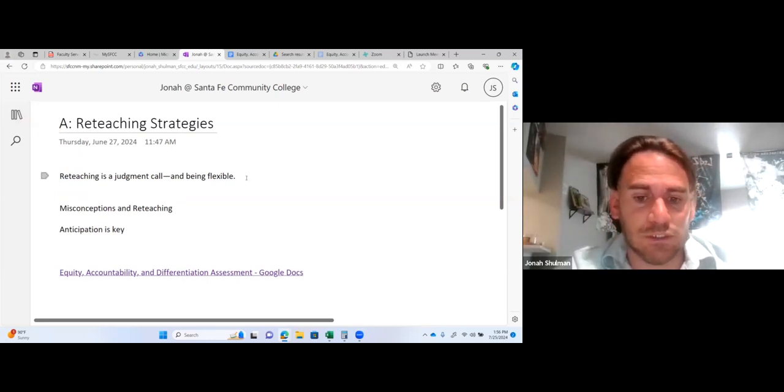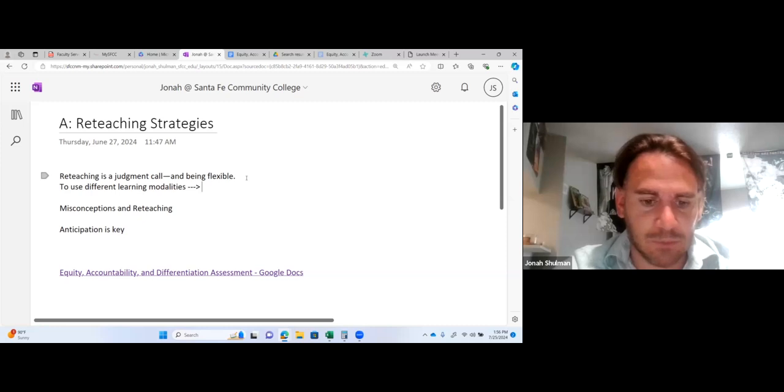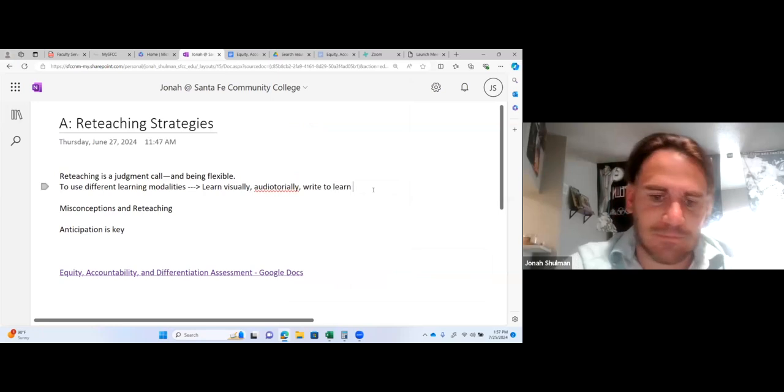A good way we can reteach is to use different learning modalities. If you've seen my lessons, which you've been looking at a lot of, they're all kind of different. Some people learn visually, that's with their eyes. Some people learn auditorily, that's with their ears, listening. So some people can see it, some people need to hear it, some people need to write to learn. Some people just need to be writing down the maths, like procedurally. That's kind of what I call it.